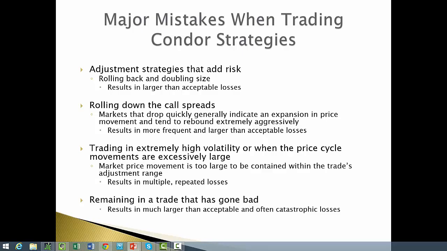Another place I see people having trouble with iron condors is just trading them in the wrong environment. When the volatility is extremely high, or when price cycle movements are excessively large, in other words, you look at the range the stock or the index is trading in, and you look at the price moves back and forth, and you take a look at your condor and what kind of range you have in the condor before you have to start making all these adjustments.